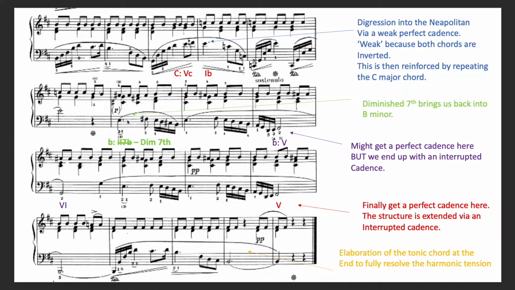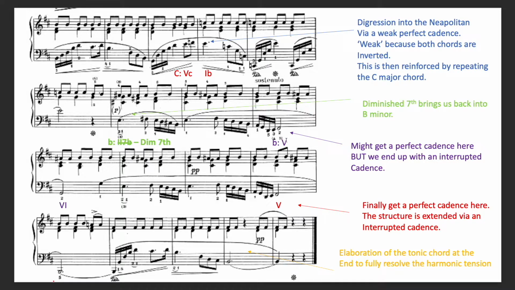And this diminished seventh helps move us back to B minor. A diminished seventh is quite a versatile chord, and the way it resolves brings us back into B minor, and we can start to see that we're back in B minor by this bar here at the end of the second line. You can start to see these A sharps coming back in. And in fact, we might end the piece here. This might be the end of our phrase.